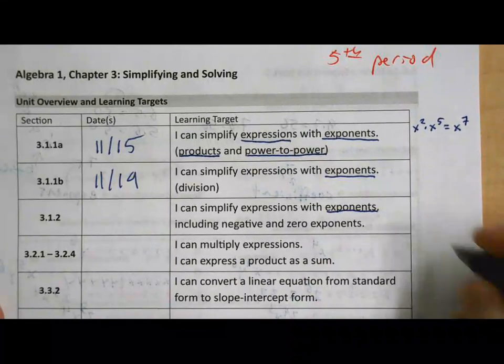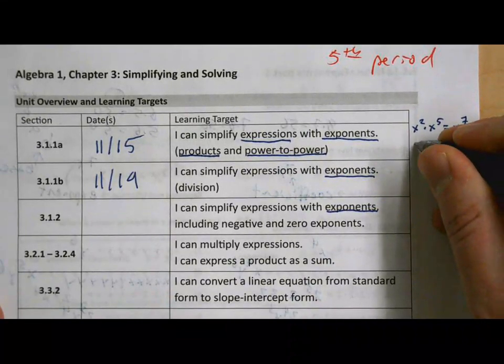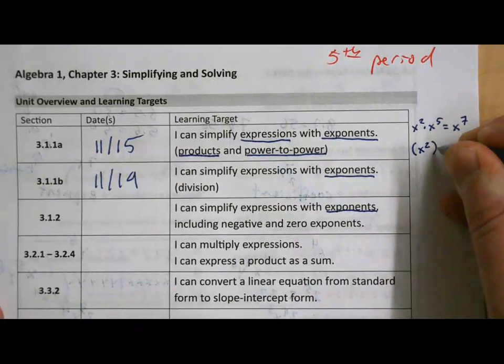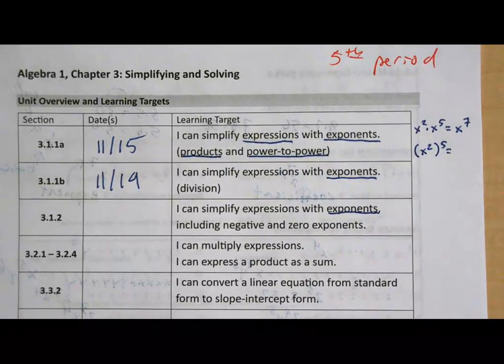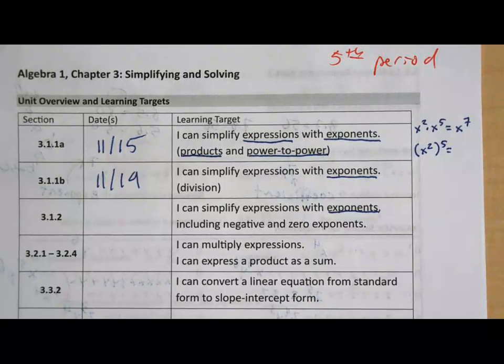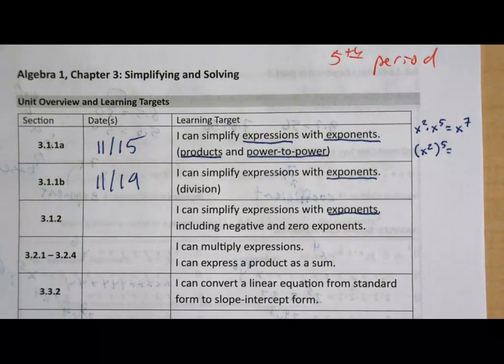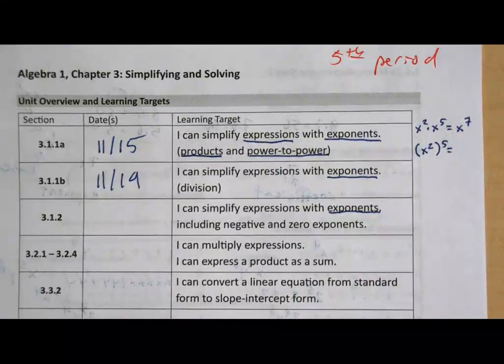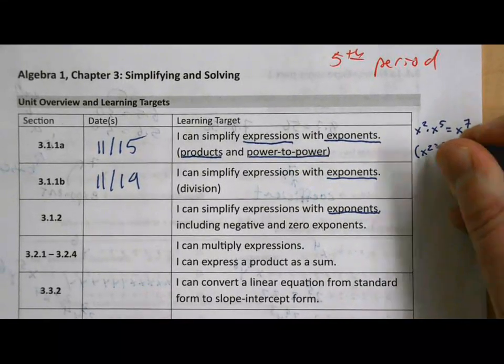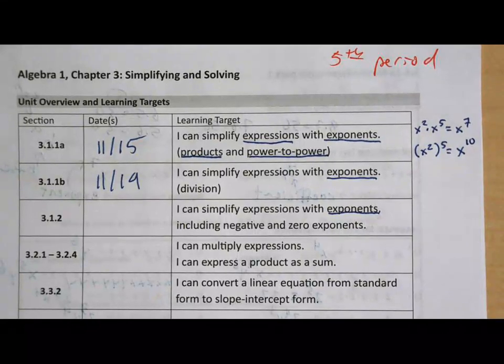Thank you. And then the other thing was power to a power. If I had x to the second to the 5th power, this time we're not going to add. We're going to do what instead? What are we going to do instead of adding? Multiply. Excellent. Thank you. 2 times 5 is 10.